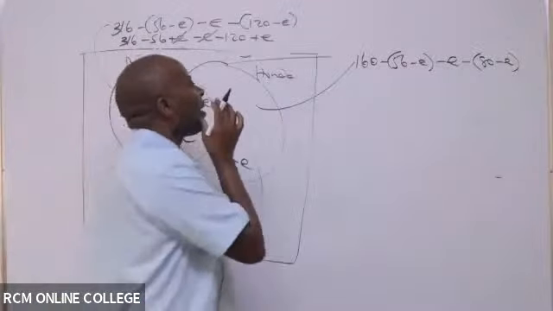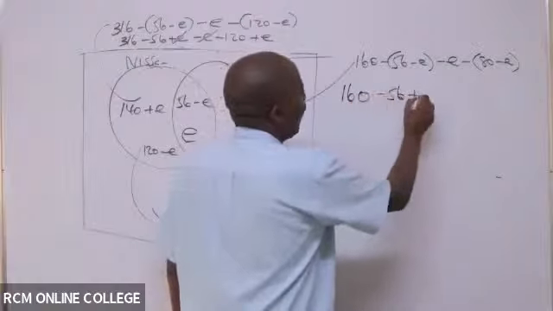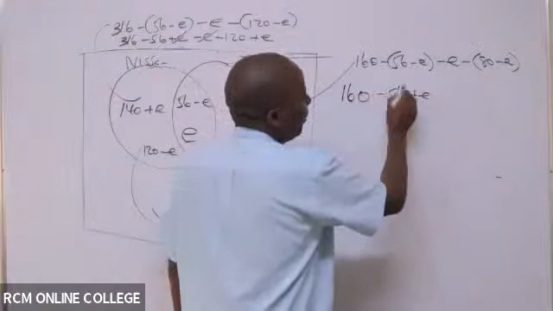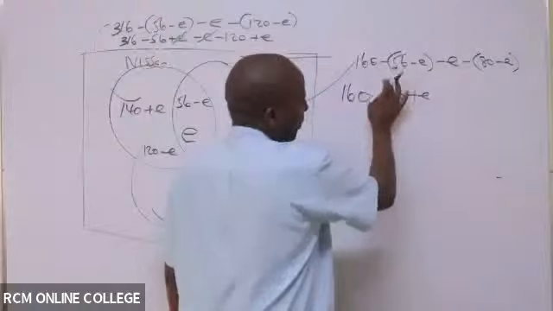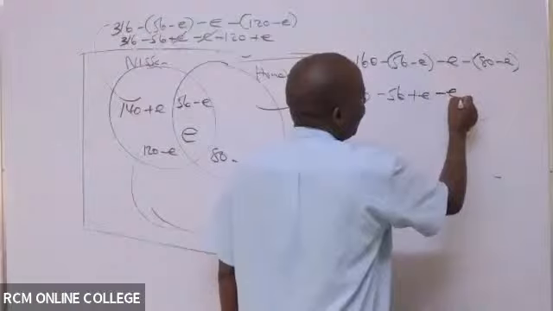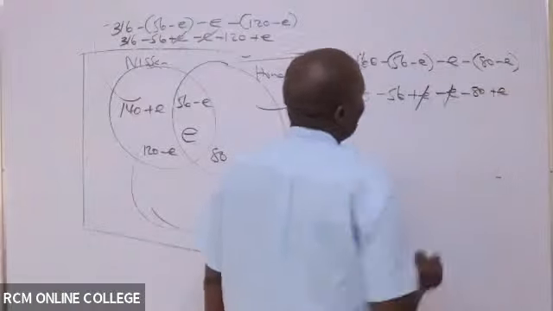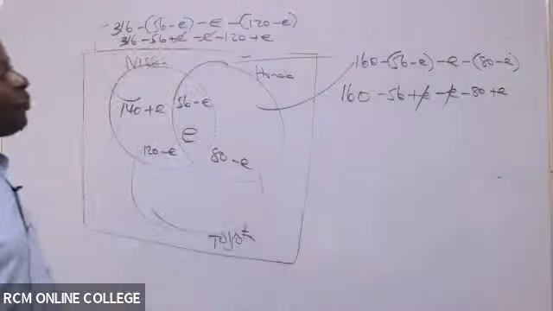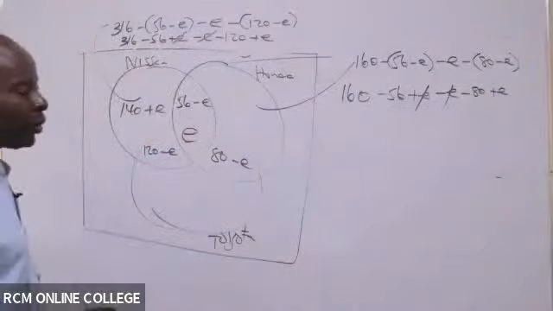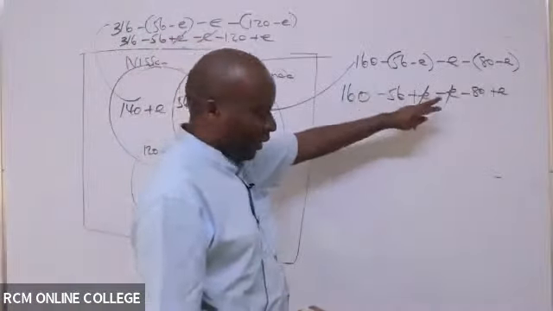So then you open brackets. When you open brackets, what do we have here? We have 160 minus 56 plus E, because minus is very powerful. This was positive, now it becomes minus, plus E. Minus E, minus 80 plus E. Abracadabra, this and this go like that. So I'm left with one E there. So can somebody put these like terms together? We have 160 minus 56 minus 80.